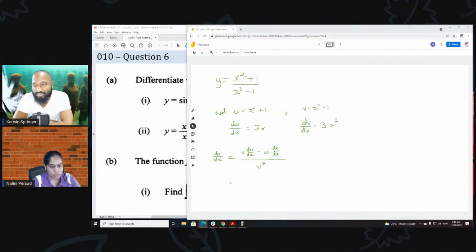So v is equal to x cubed minus 1, and du/dx, x squared plus 1. Oh no, it's not. It's 2x. du/dx is 2x, minus u, which is x squared plus 1.